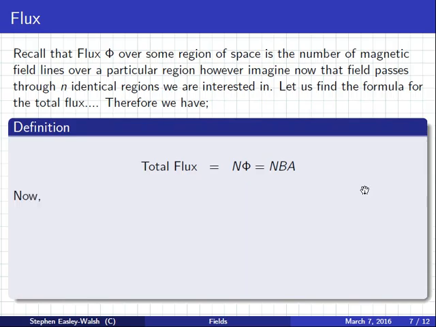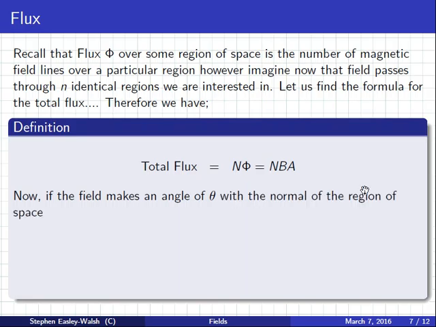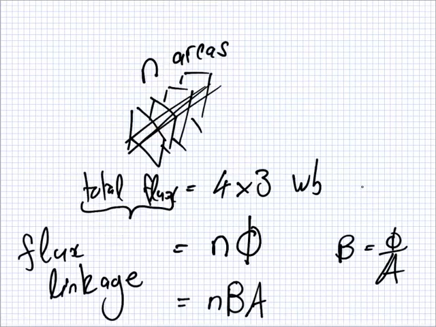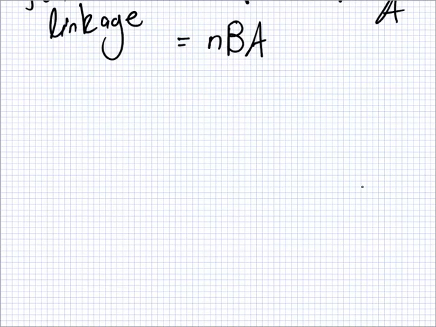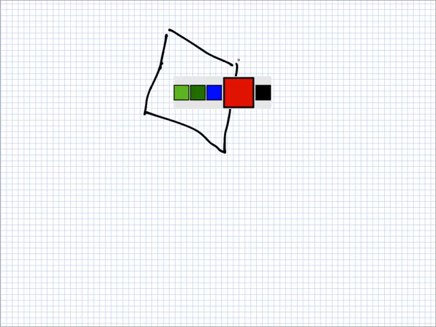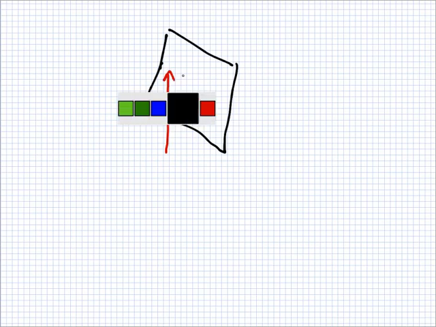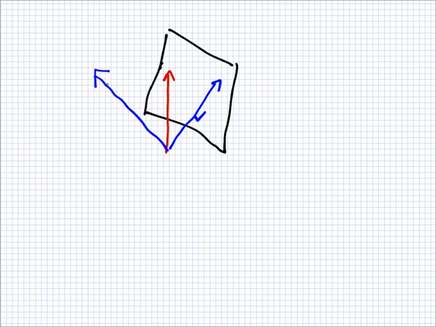Now, if the field makes an angle theta with the normal of the region of the space, then this time, let's draw the space again. But it's not perpendicular, now it's at an angle. So you have two parts. The part that is perpendicular and the part that's not perpendicular.